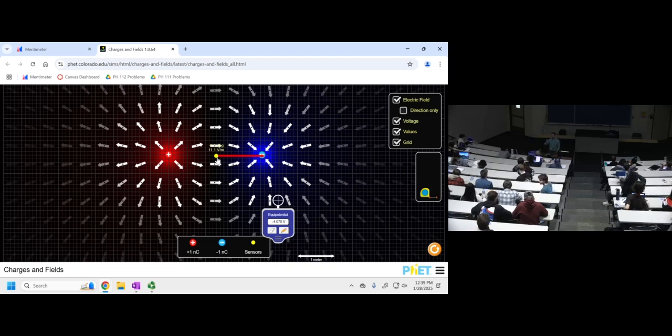But do this for any configuration of charge. Draw problems that you're assigned on your homework out in this, not to get the answer because the scales are different, but at least to get an intuition of what the answer should be.